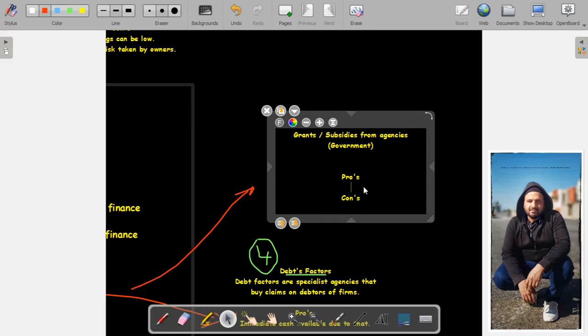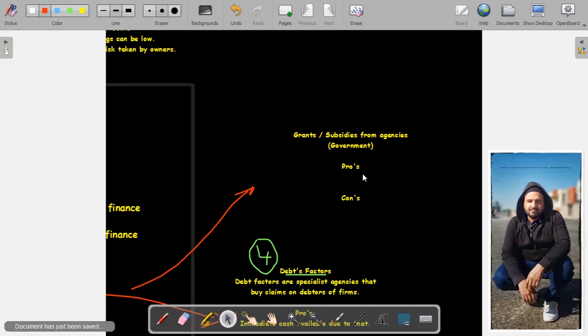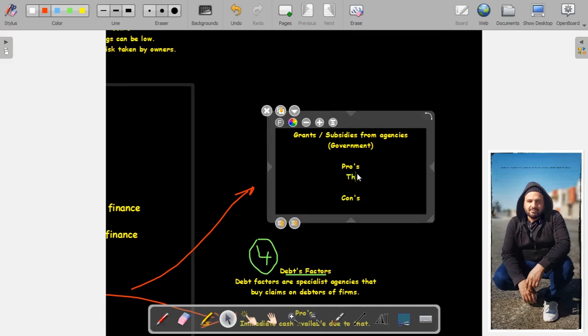So what's the advantage of this? The first advantage that you need to know is that these grants are not repaid. You don't have to repay them. These grants are not needed to be repaid. That's the good thing. But where's the bad thing?